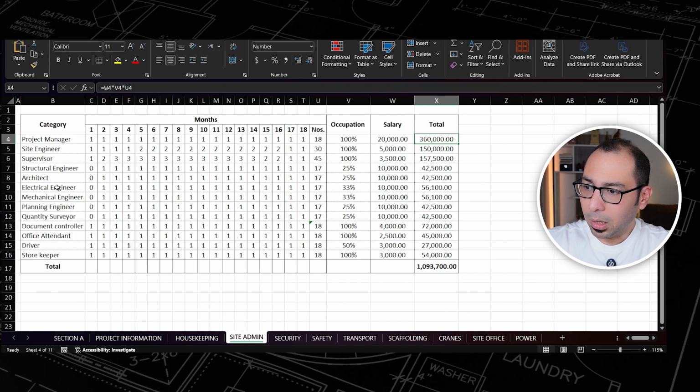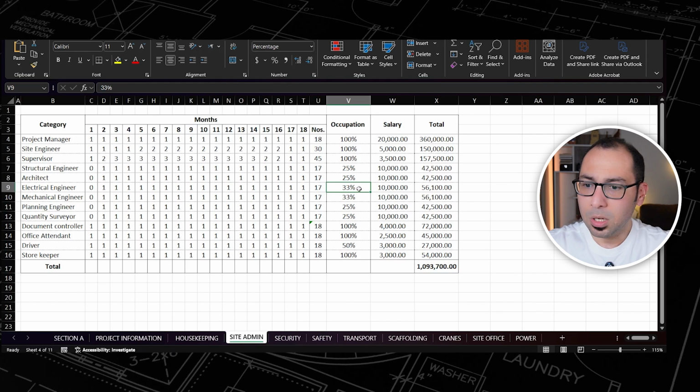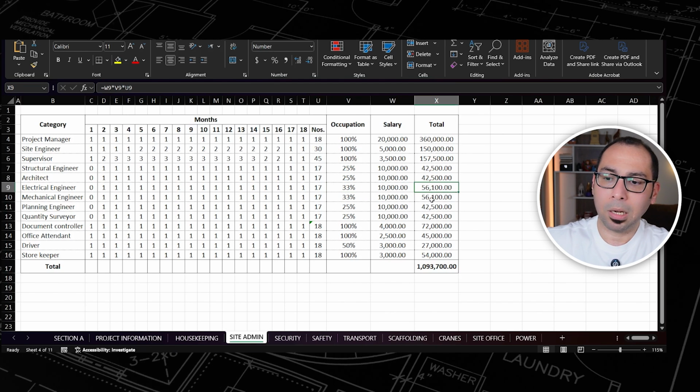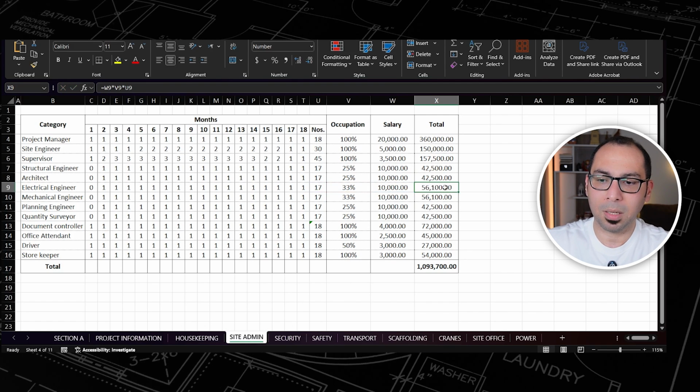Then we come to something like electrical engineer, for example. So I don't need the electrical engineer in the first month. Again, this is what I am assuming here. So I need the electrical engineer for 17 months only. But the thing is that I don't need this engineer full time. I need 33% of time only of the electrical engineer. So this engineer can handle 3 projects of the same nature at the same time. This is the assumption that I am doing now. So again, when we calculate this total, it's the number of months, 17 multiplied by 0.33 multiplied by 10,000. So I am getting this value.